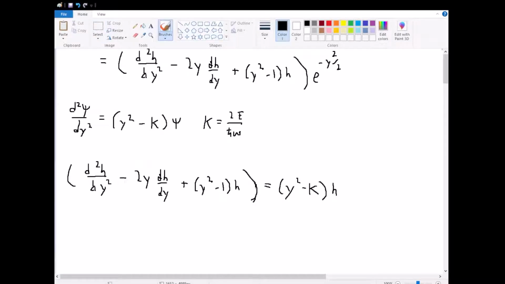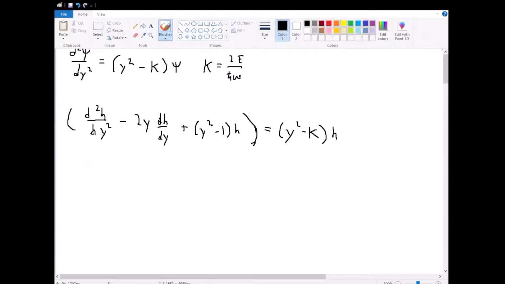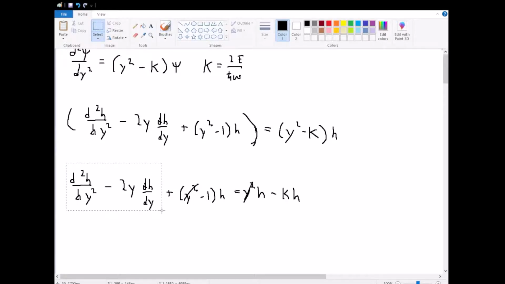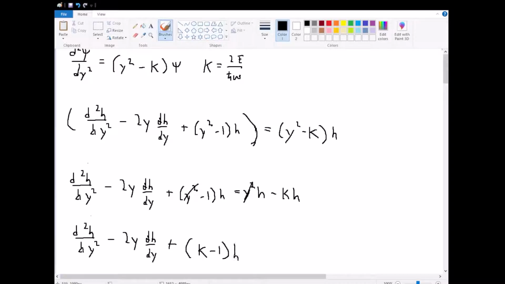So let's make this a little bit neater and try to get this into a proper second order differential form. So we have the same term at the front, and this is going to be equal to y squared times h minus k times h. So if we move those over to this side, and we use distributive property on this term, we get that the y squareds cancel out, and what we're left with is this term at the front, and then plus k minus 1 multiplied by h, and this equals 0.